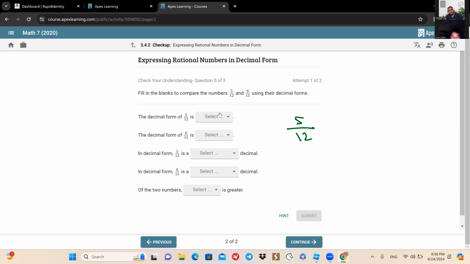The last question. Okay, the decimal form of 5/12 is... Sardor, don't guess it. Do it in your notebook. Calculate it. How do we do that?